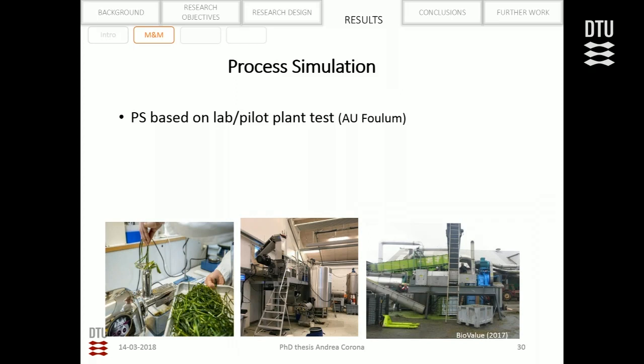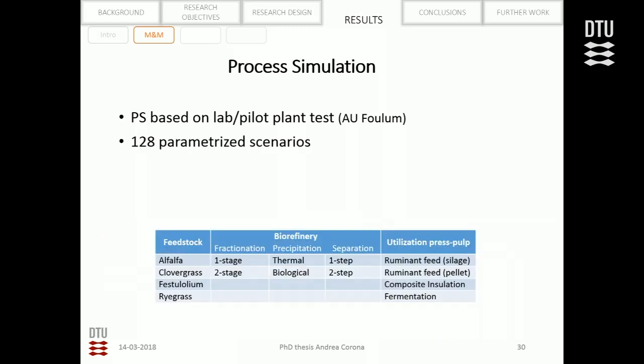To do so, I developed a process simulation, and the process simulation is based on the lab and the pilot plant tests done at the Aarhus University in Foulum. The process simulation contains 128 parameterized scenarios, and in these scenarios we assess different types of feedstock, alternative processes for the three main processes, fractionation, precipitation, and separation, and also 4 different types of utilization of the press pulp.